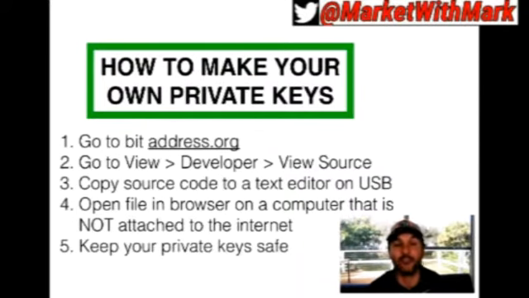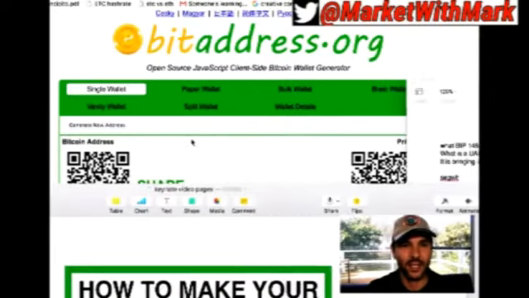It's literally just a 5-step process, which I've got here. You go to bitaddress.org, you download the source code, you copy that to a USB, you open that on a computer that is not attached to the internet, and then you create your private keys and you keep them safe. So pretty basic. Let's go through that and see exactly how it's done. Bear with me for a sec while I bring up the site.